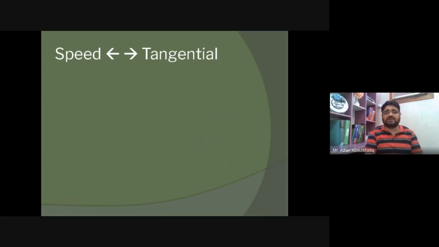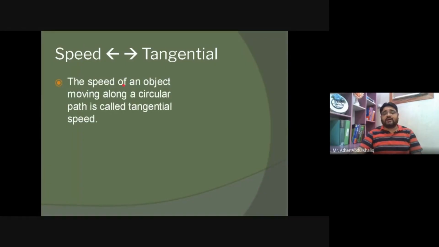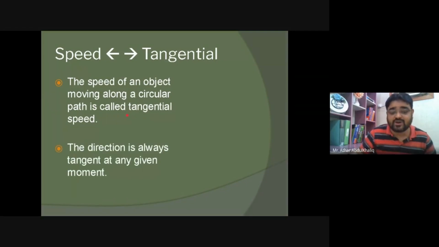Whenever we use the words circular motion, an object moves along a circular path, and the object's velocity is always changing. What is the direction of the speed? It's called tangential speed. Why do we call it tangential speed? Because it's always directed along the tangent.